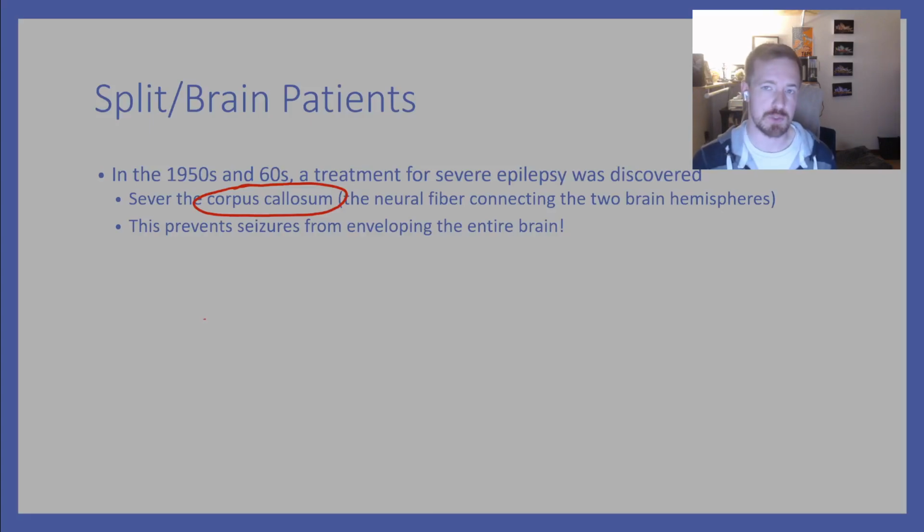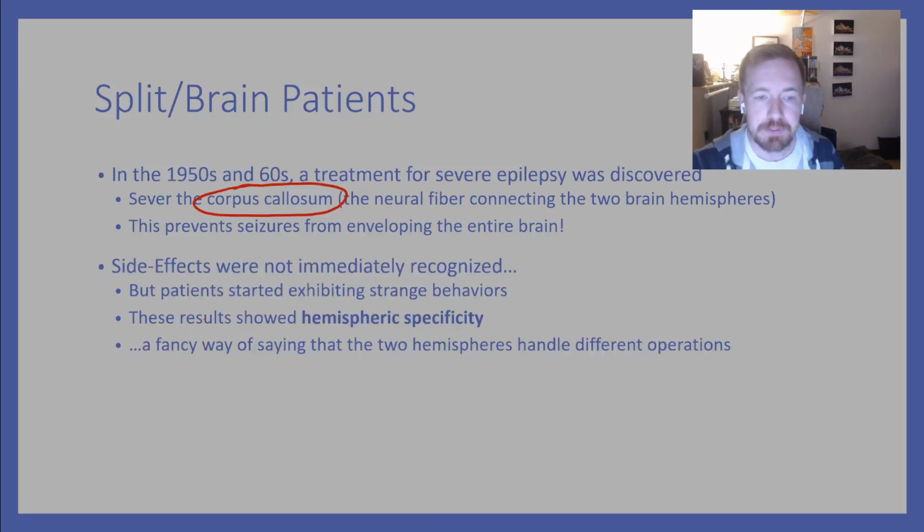The reason why this was done for people that had epilepsy is that if you had a grand mal seizure, if it starts in one hemisphere, by severing the corpus callosum, it can't migrate over to the other hemisphere, which means that you still have some control over your body, and that's preferable to having no control over your body. People that had this very radical surgery, you might think that it would totally change their lives.